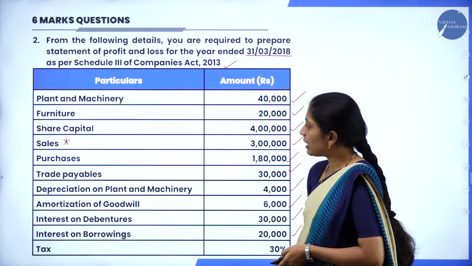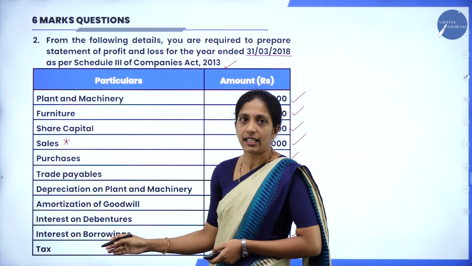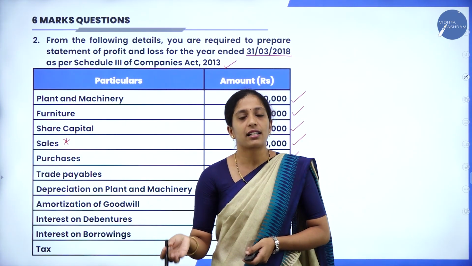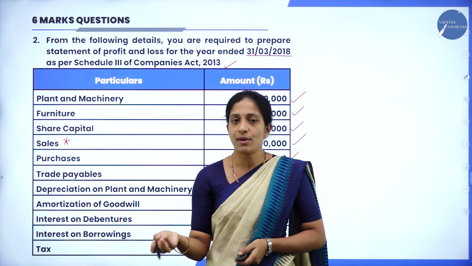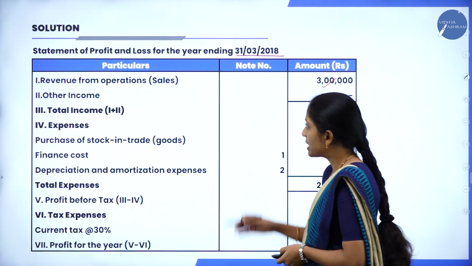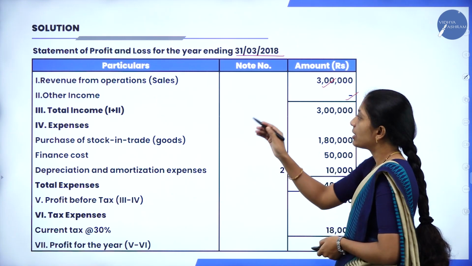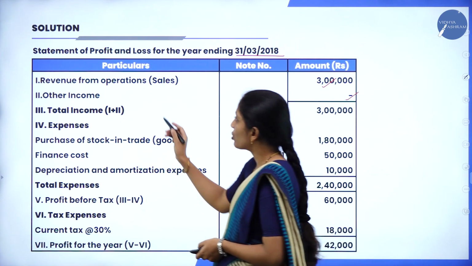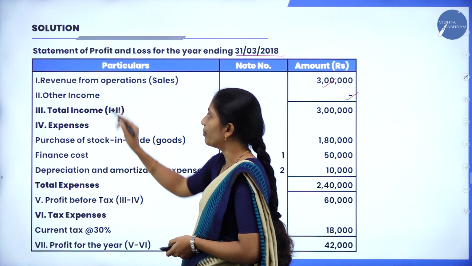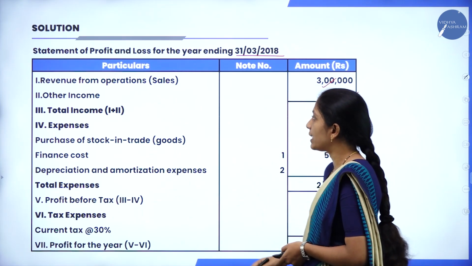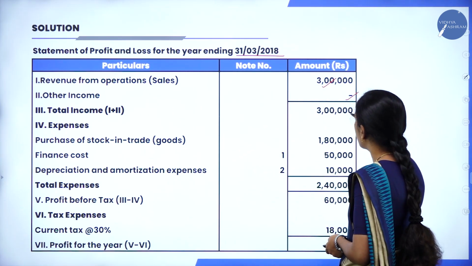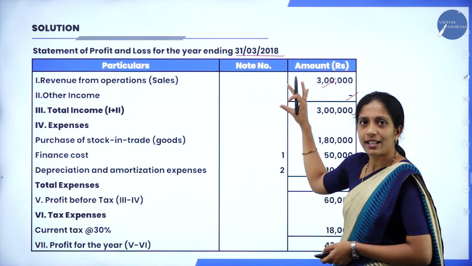Next, if you see the question, there is no other income. So if there was other income, they would have directly given other income. So here it is not there. So it is nil, so it is dash. Then you will get total income, 3. So how do you get 3? 1 plus 2, revenue from operation plus total other income, you will get total income, that is 3 lakh. Hope you are clear till this.